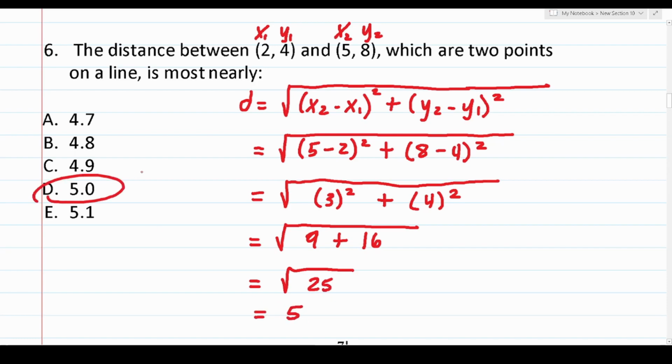So in other words, the distance between the points (2, 4) and (5, 8) on a line, as given by the distance formula, is 5, which is D in this case. Okay, so that's that one.